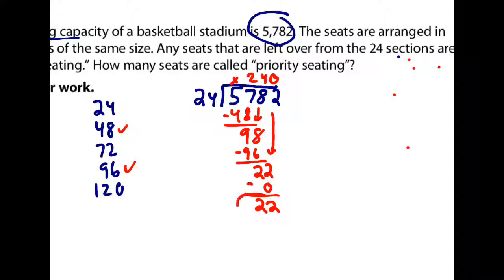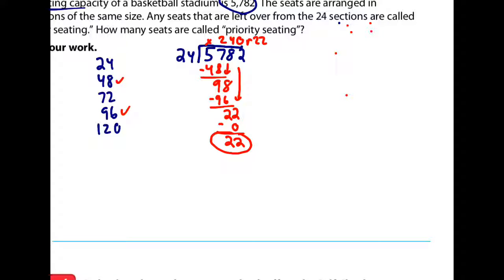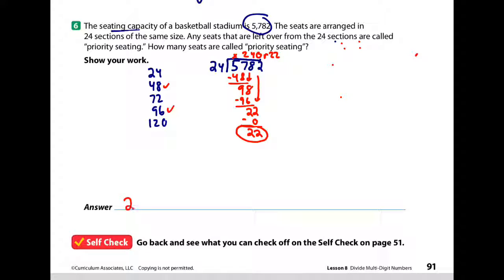So that means the remainder is the answer to this question. It says how many seats are called priority seating. So there will be, does it say to explain? There'll be 22 priority seats. All right, so on that one, the division wasn't that bad, but you had to understand that they were looking for the leftover remainder for your answer.